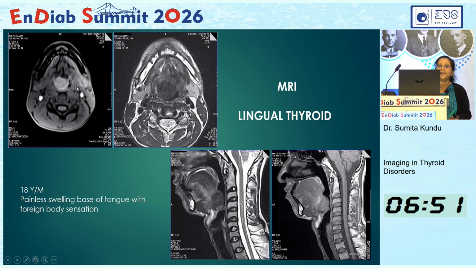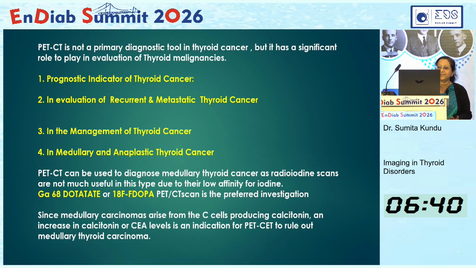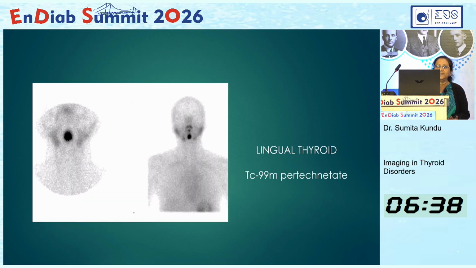From MRI, we can assess that this nodular lesion at the base of the tongue is most probably a lingual thyroid. But for confirmation, we will proceed to a technetium scan and we will come to the diagnosis that yes, it is a lingual thyroid. Also, technetium scans are more helpful than structural imaging when there are very small ectopic thyroids.